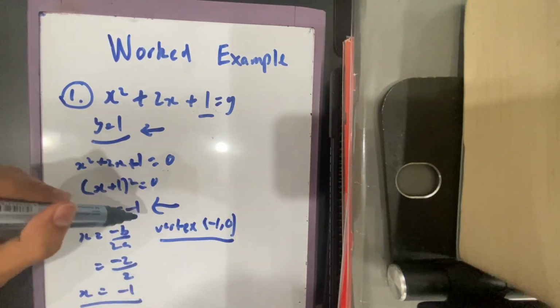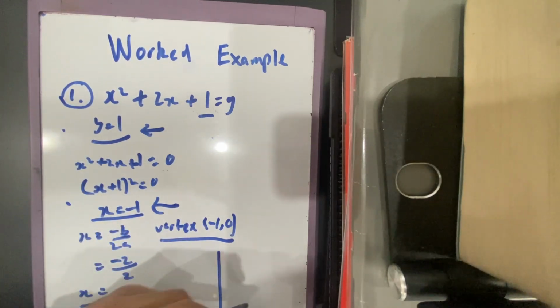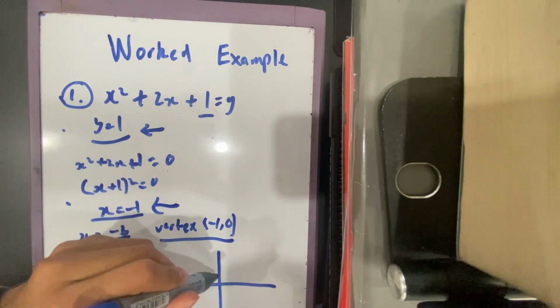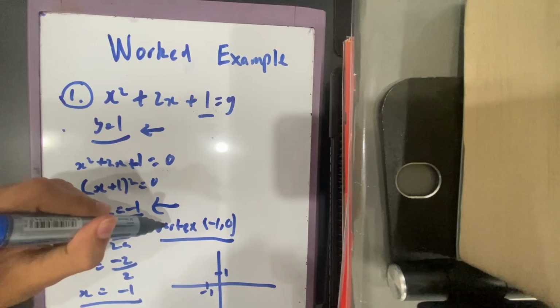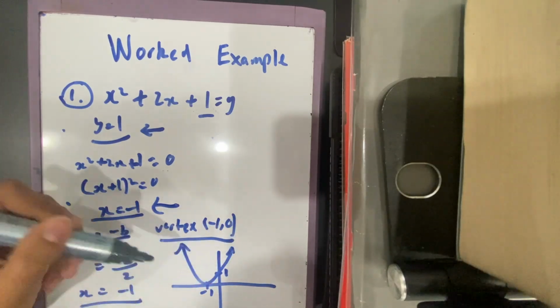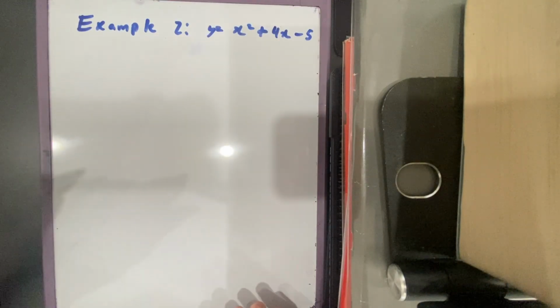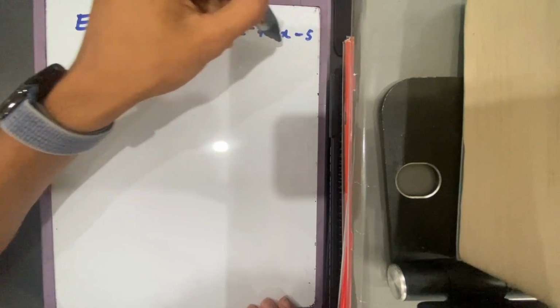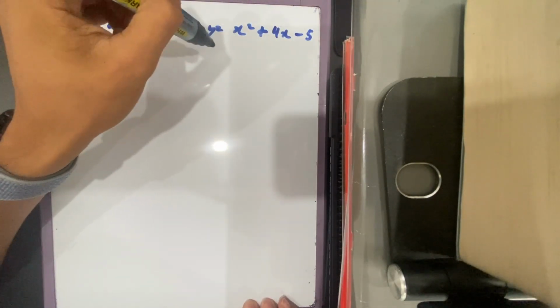Now we've got our 3 main points, here, here, and here. We can now sketch our parabola. Y-intercept at 1, double root at -1, and a vertex at (-1, 0). So go here, and that's our parabola.